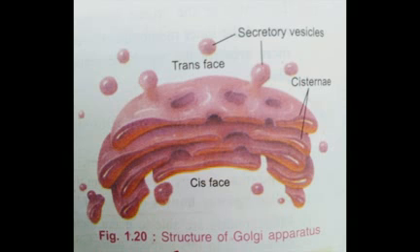Peroxisomes. Golgi apparatus is also involved in the synthesis of many substances such as polysaccharides, then glycoproteins, etc. Before I go to the next point, let us see what are lysosomes.